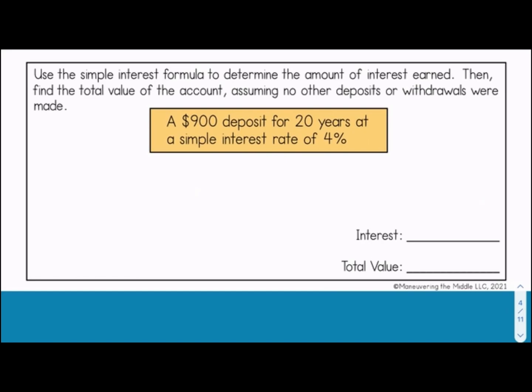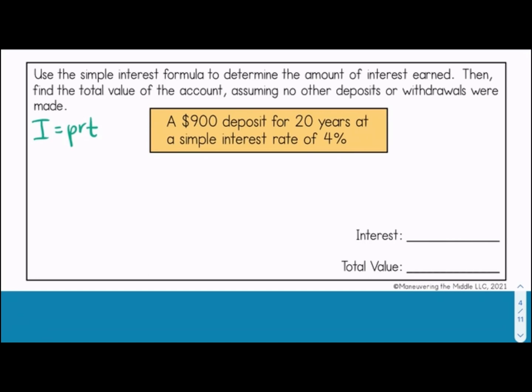The question says to use the simple interest formula to determine the amount of interest earned. Then find the total value of the account, assuming no other deposits or withdrawals were made. I'm going to jot down our simple interest formula right here: I equals PRT. Then let's look at the question and determine what information we know.